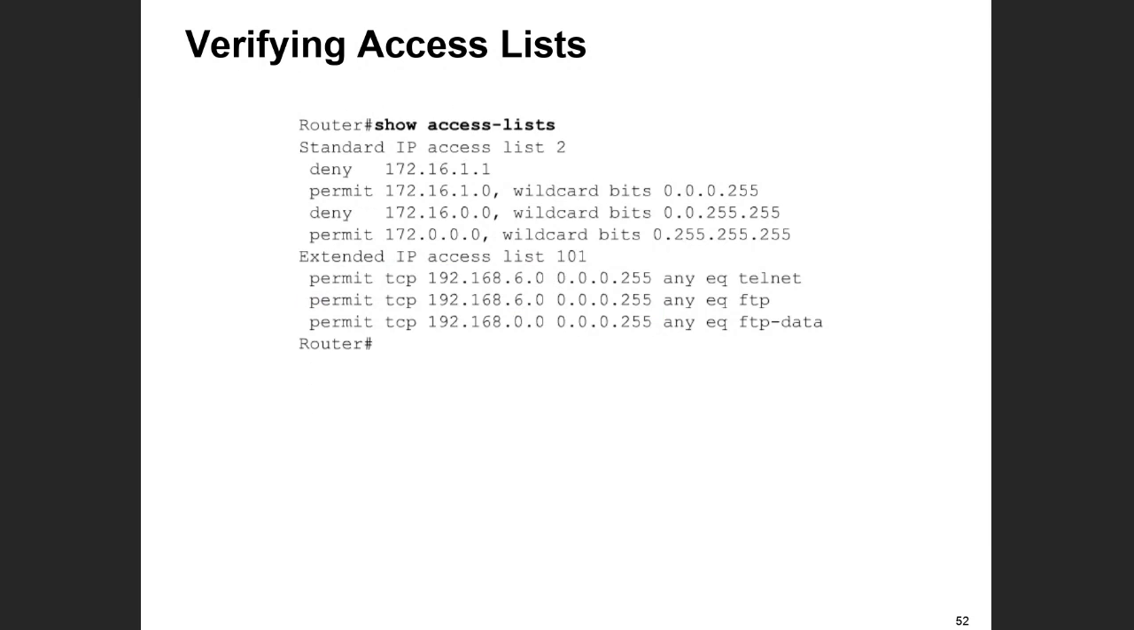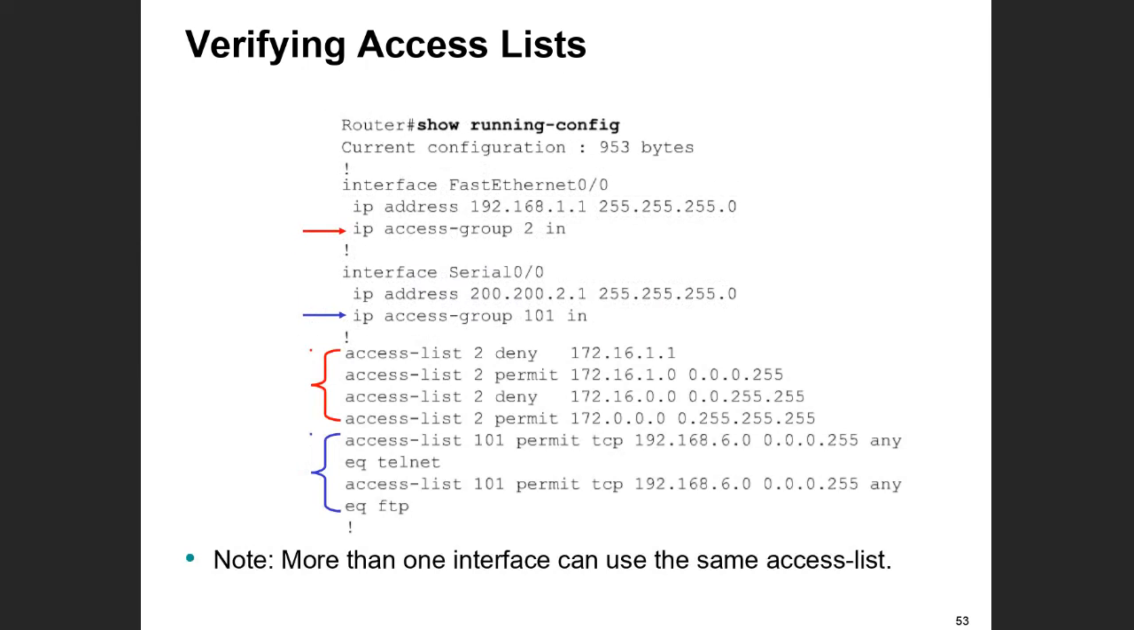You can also type show access lists and see your particular access list that you've done. Or you could just type show run, and you could see them all, along with all the other stuff you get. So here we typed show running configuration, and we can see all of this. We can see the IP access groups that have been defined in inbound and outbound directions, and we can see the access list condition statements themselves. So more than one interface is allowed to use the same access list. You can do that.